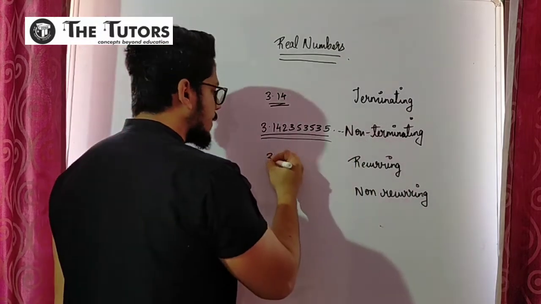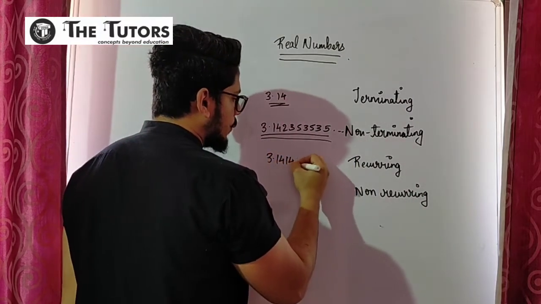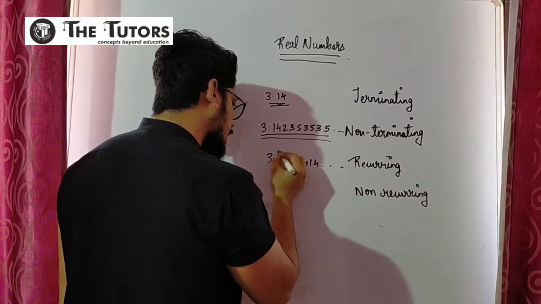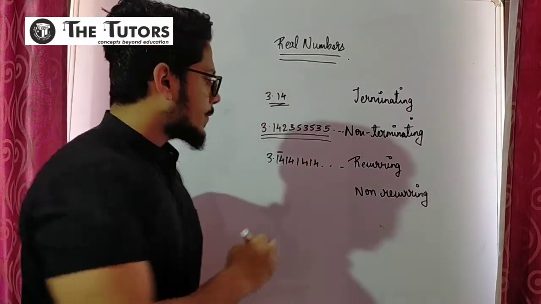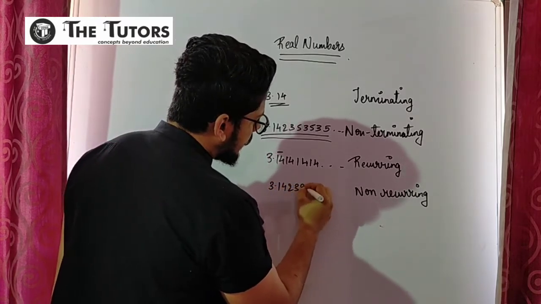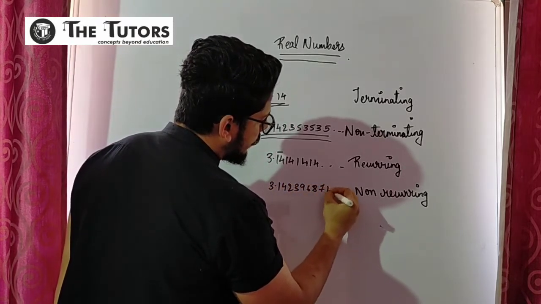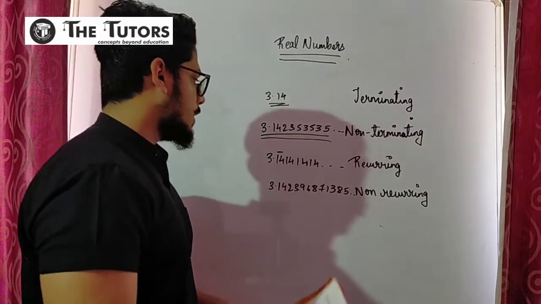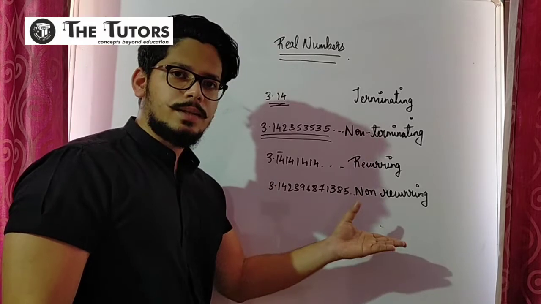Like you have here 3.14141414 dot dot dot. Here the number 14 gets repeated every time. Non-recurring is 3.1423968714138 and the list goes on. But the numbers are not repeated serial wise.